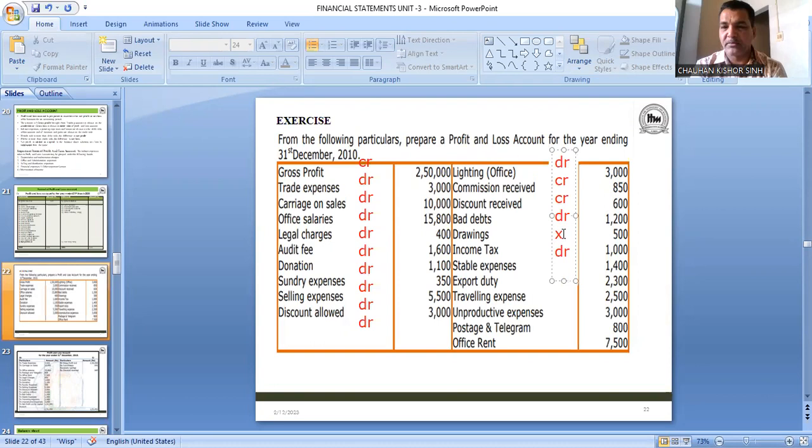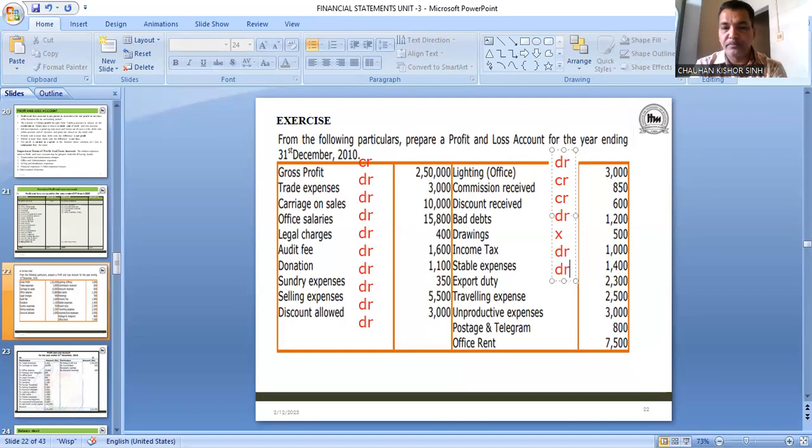Then stable expense. I don't know what this stable expense is. Maybe these are some fixed expenses which every month they have to pay. So it is not related with production and purchase. So we will write it on the debit side of the profit and loss account.